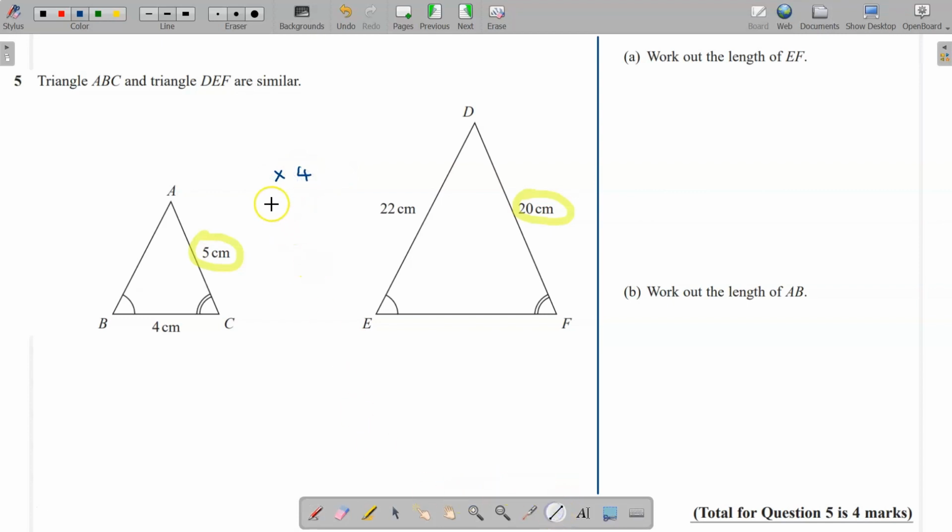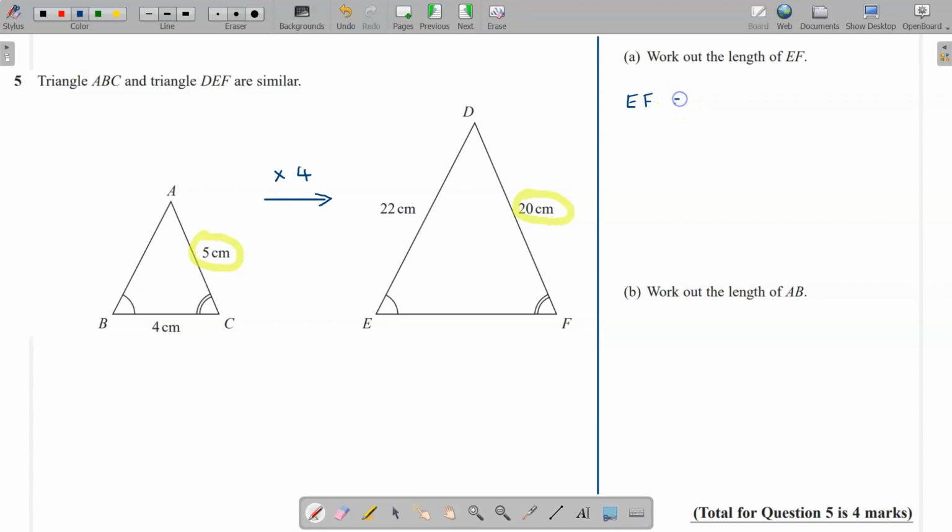So going the other way, it's divided by 4. All right, so all we need to know, we can do this really quickly. So 4 times 4 is 16. So EF equals 4 times 4.